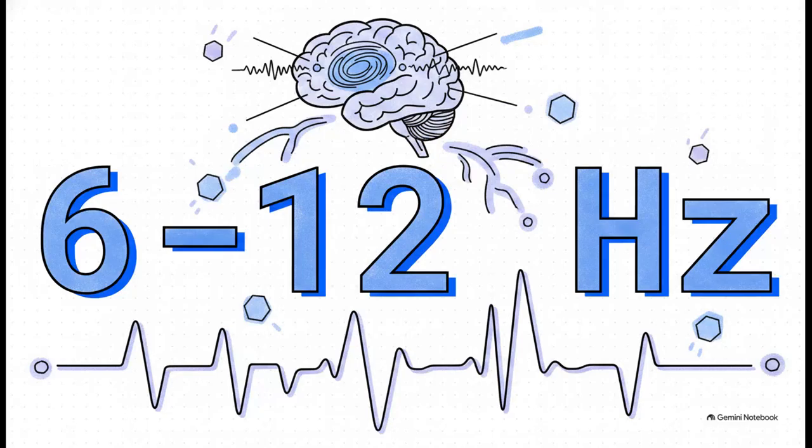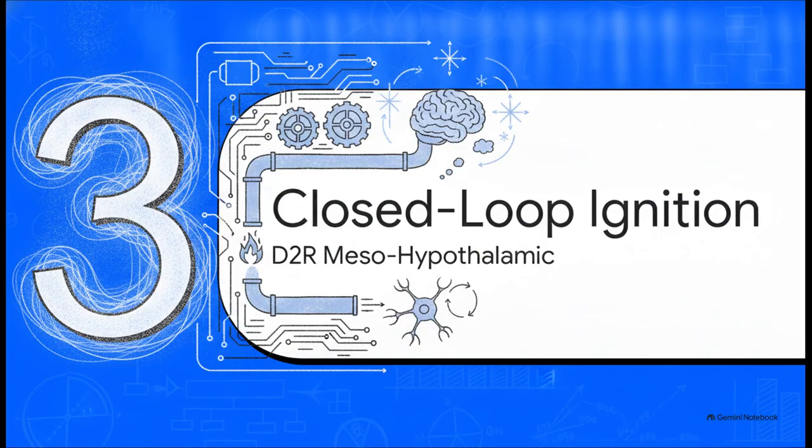And once that biological sugar is released, it restarts the supramammillary nucleus, plunging the whole system into a beautifully smooth 6 to 12 Hz theta rhythm. Basically, this is the physiological signature of continuous flow and perfect, undeniable alignment. Section 3. The closed-loop ignition.